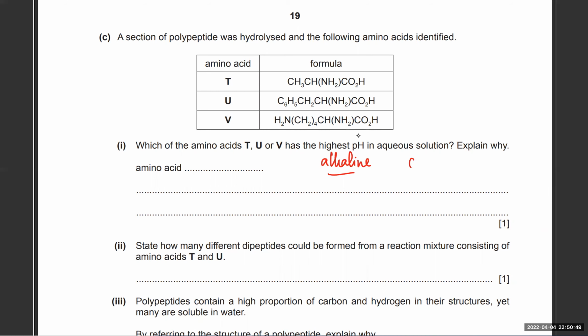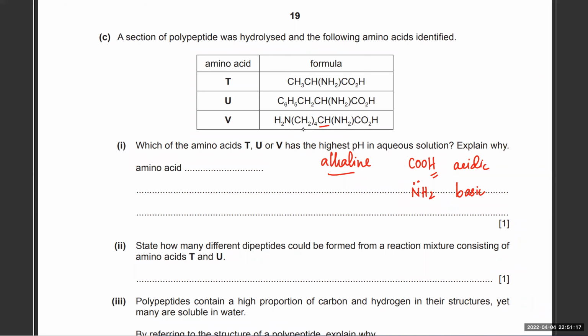Remember, the carboxylic acid group is acidic. Why is it acidic? Because it's capable of losing H+. The NH2 group, on the other hand, is basic. We did the comparison of acids and bases. That is basic because it's capable of accepting H+ ions. And it's going to be V.